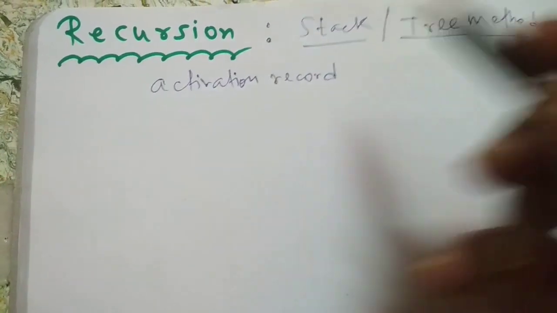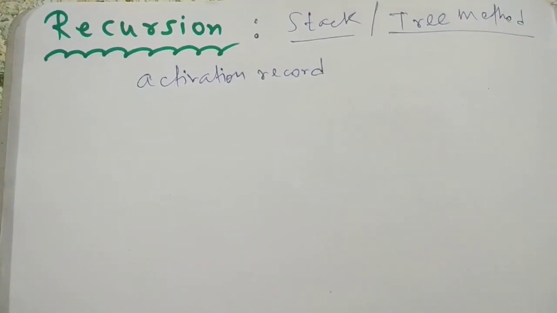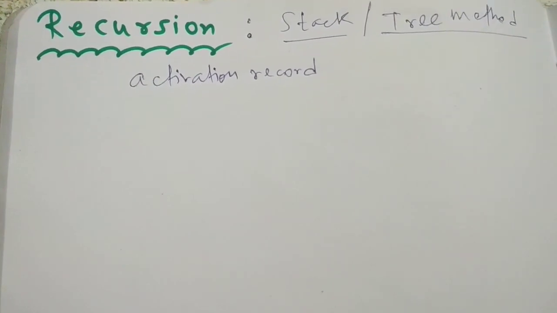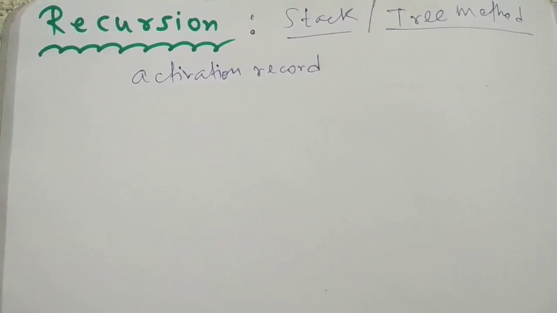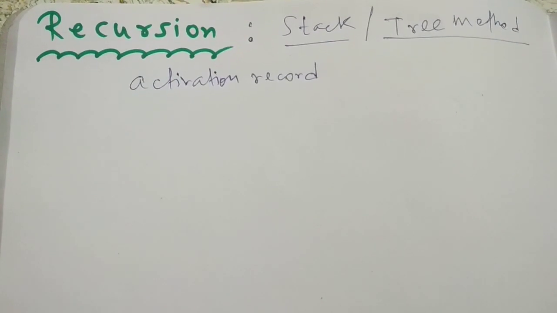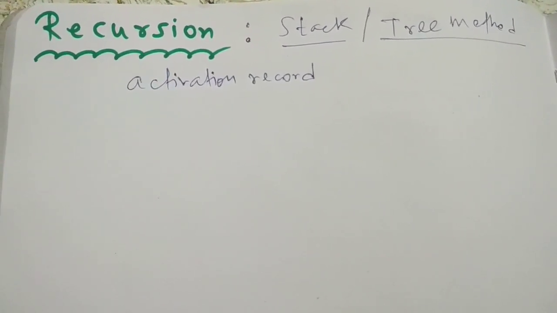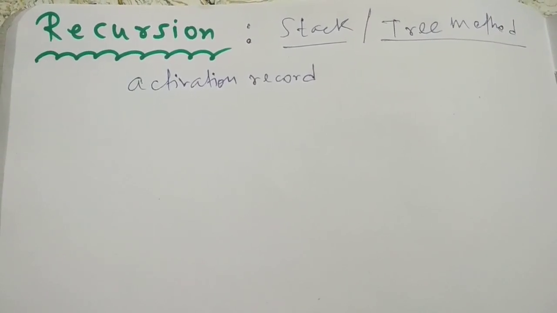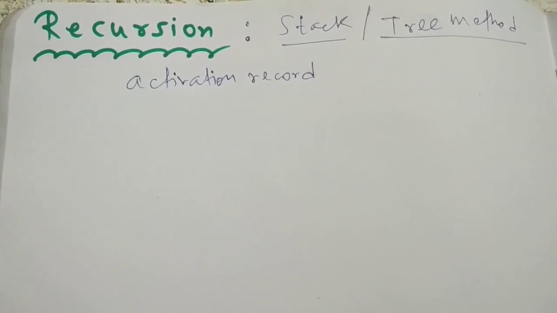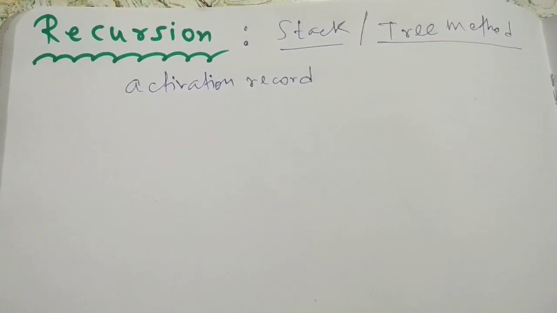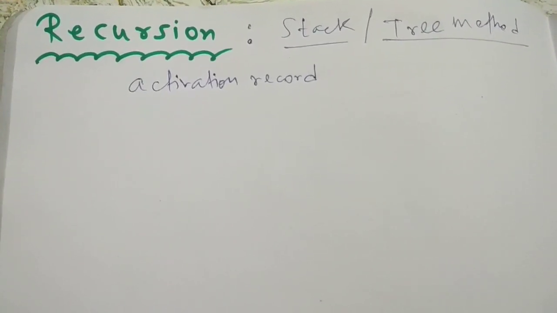Now, I'll take up an example of a recursive function and trace out the output using both the stack and tree methods. The question is, when would you use the stack method and when would you use the tree method? Remember, for small functions, you would go for the tree method because it is faster. But for larger functions, I would suggest that you go for the stack method. So let's take up an example.